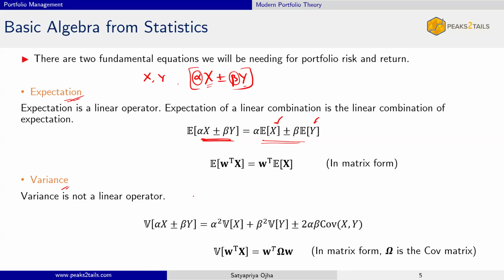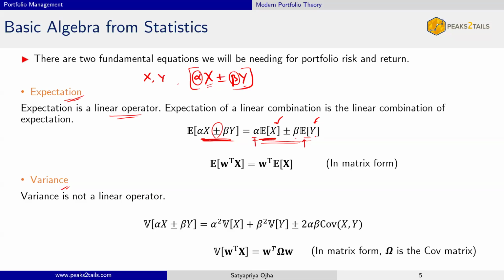Okay, so basically what happens is just take the alpha out, expected value of x, keep the sign as is. If it is plus, keep plus. If it is minus, then keep minus. And then beta will come out, expected value of y. That's the formula. We call this a linear operator, expectation is a linear operator, because the expectation of a linear combination is the linear combination of the individual expectations. Simple formula. Okay. Two variables.